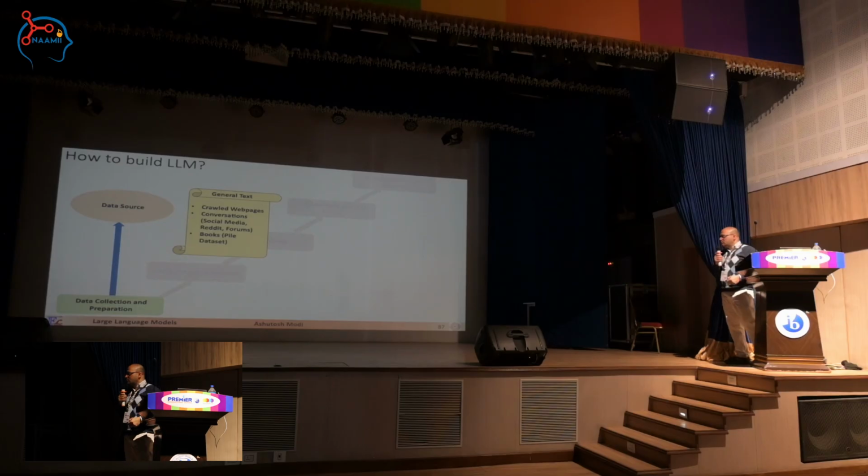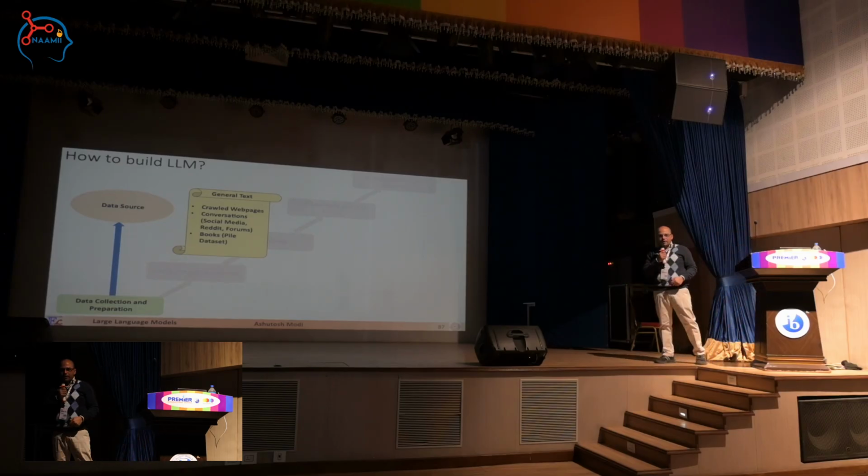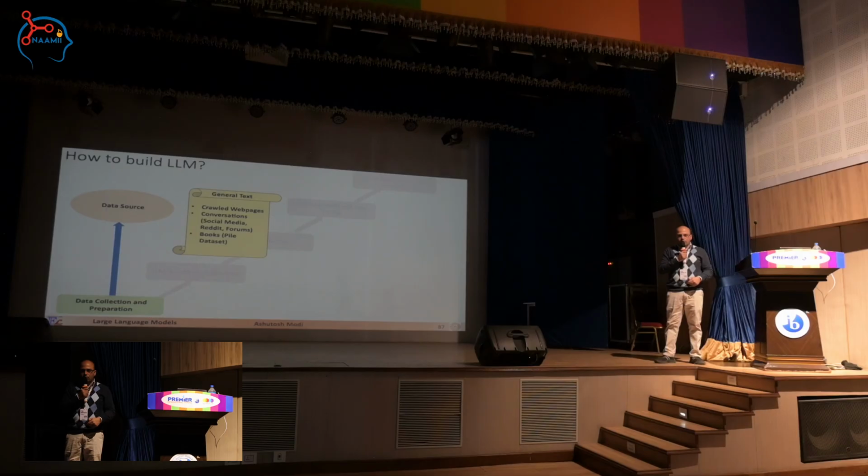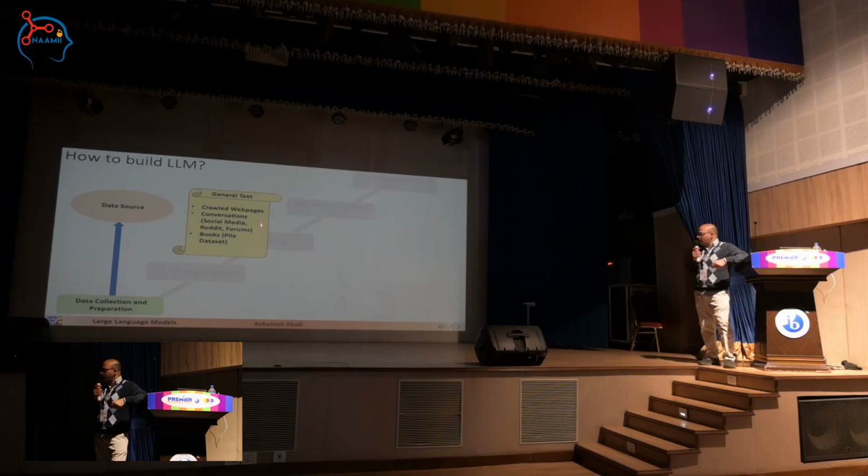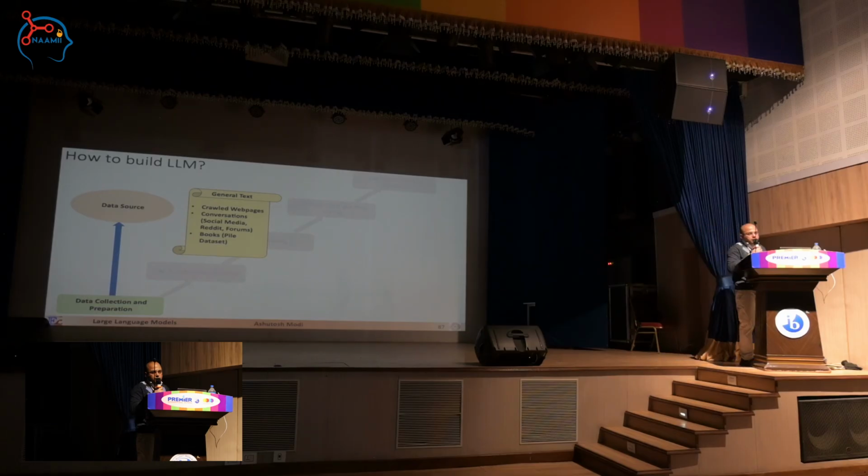So the first step to build an LLM is that you need data. And not just some data, but a huge amount of data. Ideally the entire internet. Right? So what you do is you will crawl the web pages, you'll go to social media, Reddit, forums, get the data from there. Then you will use books, like for example, the Pile dataset. You'll use all the data that is there. And this will go into trillions of tokens.